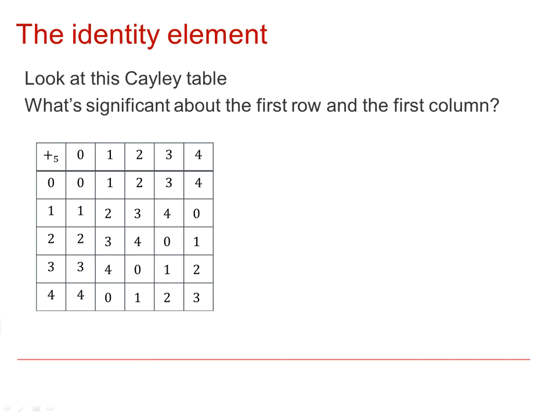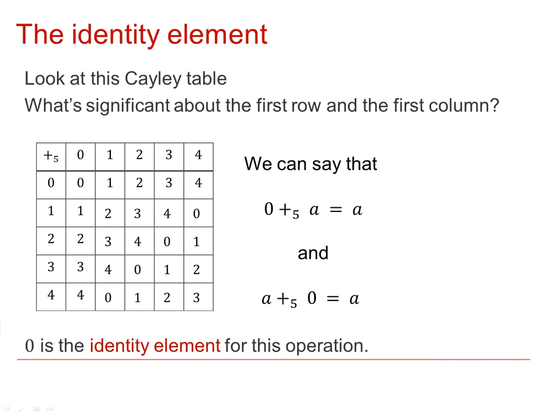I'm sure then that you can see that the first row is just a repeat of the headers, so it basically is showing that there's no change from the elements, and likewise in the first column. So in other words, we can say that 0 plus a and a plus 0 modulo 5 are both equal to a, so the element itself doesn't change, or 0 is not going to change it. So if that's the case, we say that 0 is the identity element for this operation.